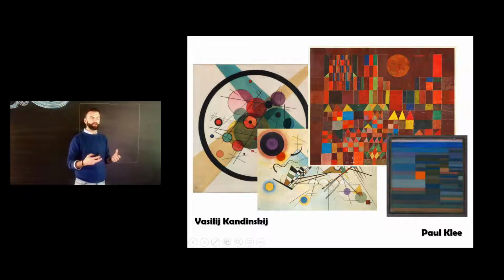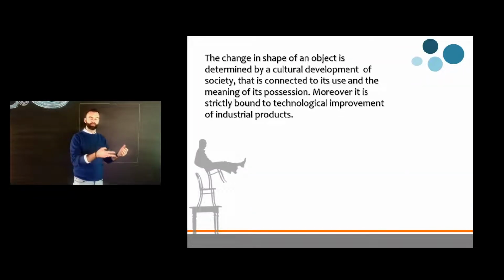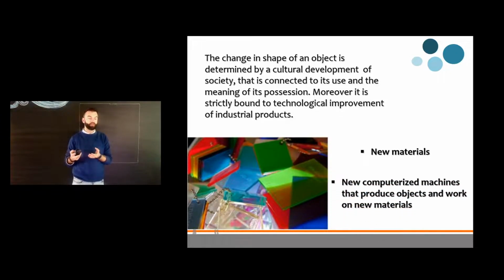The change in shape of an object is determined by cultural development of society that is connected to its use and the meaning or the significance of its possession. Moreover, it is strictly bound, or let's say connected, to technological improvement of industrial products. For example, new materials, new computerized machines that produce objects and work on new materials.